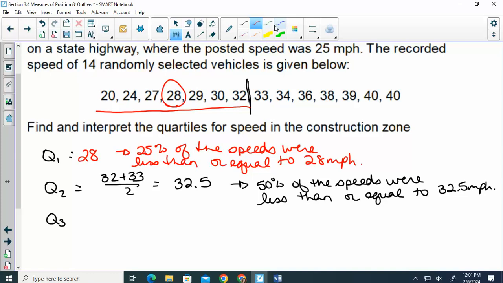Okay, and then quartile 3 is just the middle of the upper half. So if I look at my upper half of data, the middle of that would be 38. And the interpretation, I'm not going to write it this time, but what would it be? 75% of the speeds were less than or equal to 38. Or you could say 25% of the speeds were greater than 38.